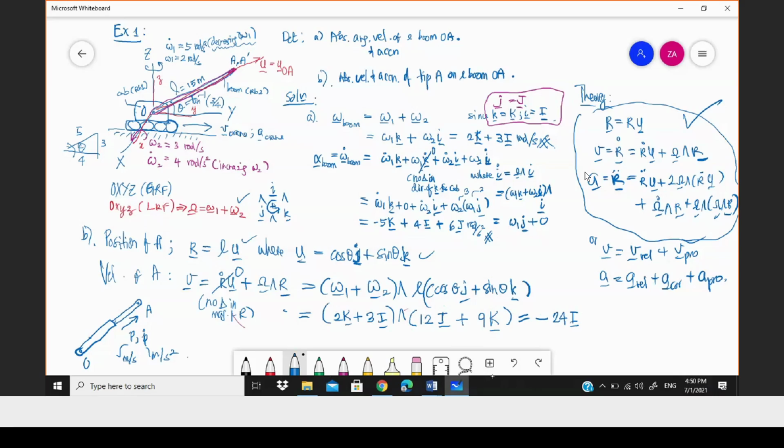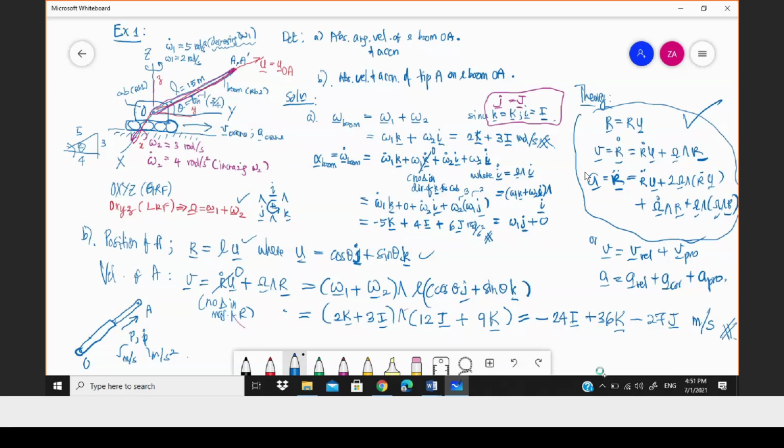Next would be 3i crossed with 12j. i cross j gives positive k, so we have plus 36k. And then we have i cross k. i cross k gives you negative j, so you will have minus here. 3 times 9 is 27, so negative 27j. The unit would be meter per second. That is the velocity of point A on the tip of the boom.